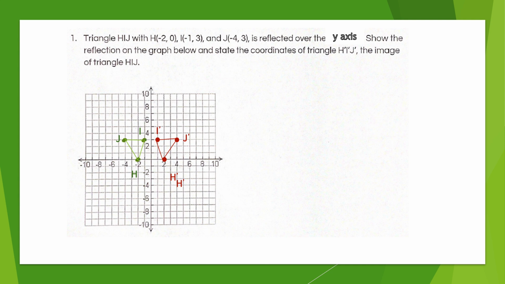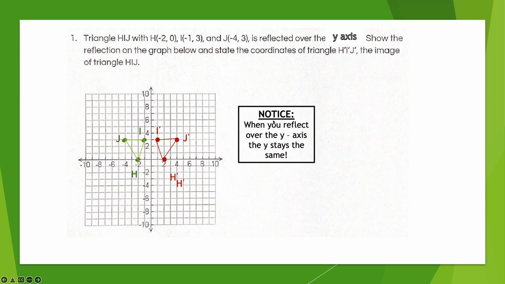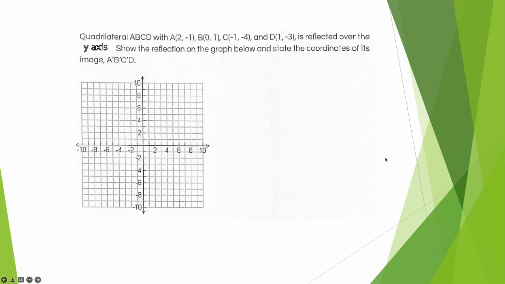So, in summary, when you reflect over the y-axis, the y stays the same. The x gets negated. When we reflect over the x-axis, the x stays the same and the y gets negated. So whatever axis you're going over, that part of the coordinate stays the same. The other one gets negated. That's the summary for both of those problems.